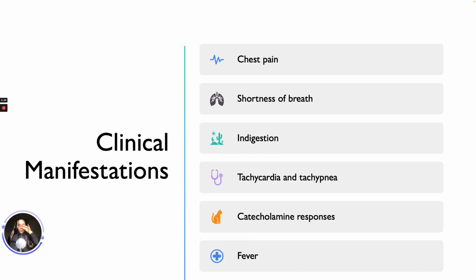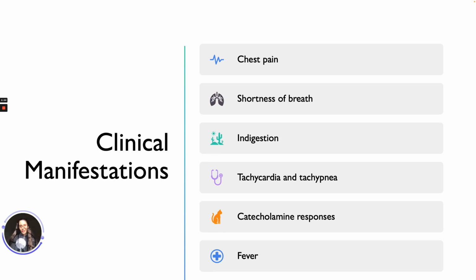There's also an ingestion. They may present as a result of the stimulation of the sympathetic nervous system. You can see some tachycardia or tachypnea to compensate for the decreased oxygen supply. The heart rate and respiratory rate may speed up. You may see a catecholamine response, such as coolness in extremities, perspiration, anxiety, and restlessness.